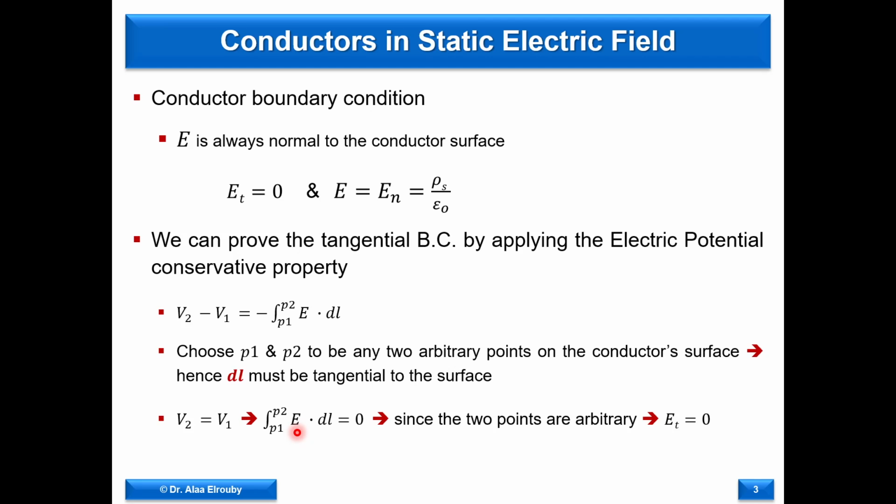How do we prove the second boundary condition, which is E normal equals rho S divided by epsilon naught? Rho S is the surface charge density.